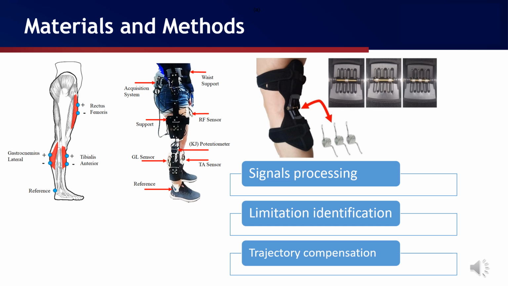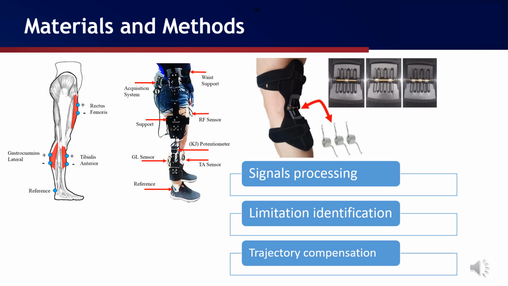The test group consists of 10 women between the ages of 22 and 28 with height and weight in a specific range. The trajectories were simulated with limitation using a commercial knee brace and adjusting the number of springs, obtaining signals from three muscles: rectus femoris, tibialis anterior, and gastrocnemius lateralis.